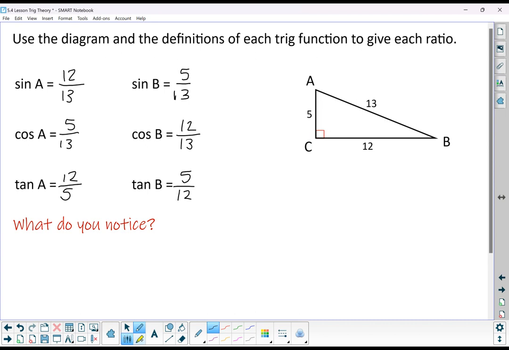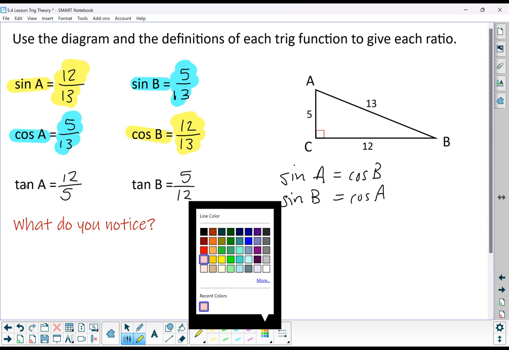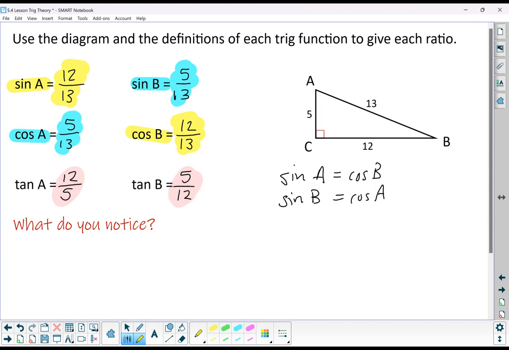So if you're looking at all of these fractions, you might notice that this one and this one are the same, that the sine of A is equal to the cosine of B. You might also notice that this one is equal to this one. That is, the cosine of A is equal to the sine of B. I'm going to write that down. Sine A equals cosine B. Sine B equals cosine A. And then if you're looking at those tangents, you might notice that these are reciprocals. So the tangent of A is the reciprocal of the tangent of B.